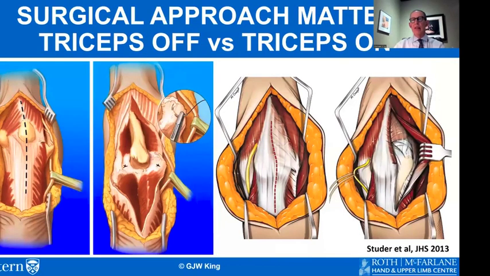I think the other thing is that actually surgical approach matters. If you cut the triceps off, as you can see here on the left with this triceps peeling approach, and compare that with some type of triceps on approach, the right side shows the lateral paraolecranon approach we reported about 10 years ago, the results are different.